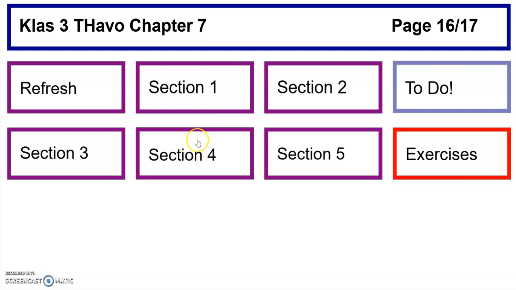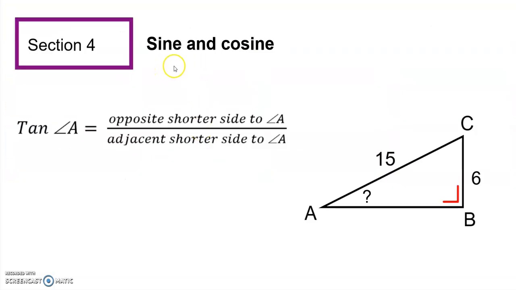Hello, in this video I'm going to explain to you section 4 of chapter 7. Section 4 is about sine and cosine.